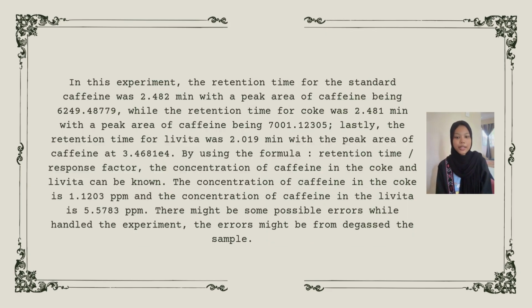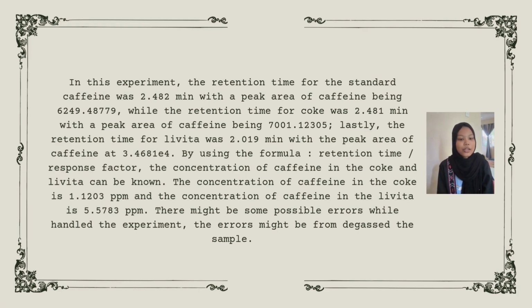Now, in this experiment, the retention time for the standard caffeine was 2.482 min with a peak area of caffeine being 6249.48779, while the retention time for Coke was 2.481 min with a peak area of caffeine being 7001.12305. Lastly, the retention time for Levita was 2.019 min with the peak area of caffeine at 3.4681 times 10 to the power of 4.